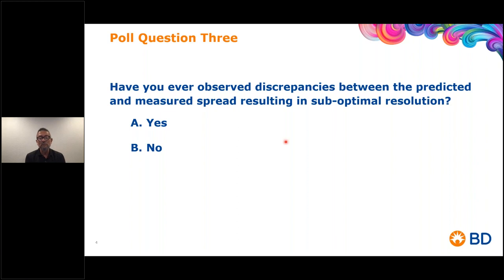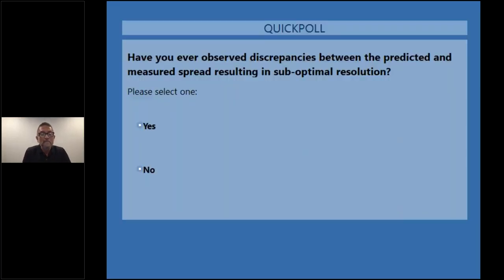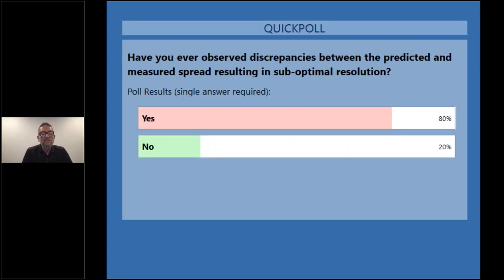Have you ever observed discrepancies between the predicted and the measured spread, resulting in suboptimal resolution of a population? Okay, let's see if Jeff can pull up the information for everyone. So the answer overwhelmingly is that 80% of you have seen discrepancies. And this is something that I saw too, and I build a lot of panels. My tendency is to go to the real data and look at it, and not to use a spillover spread matrix in the way that you might use it.